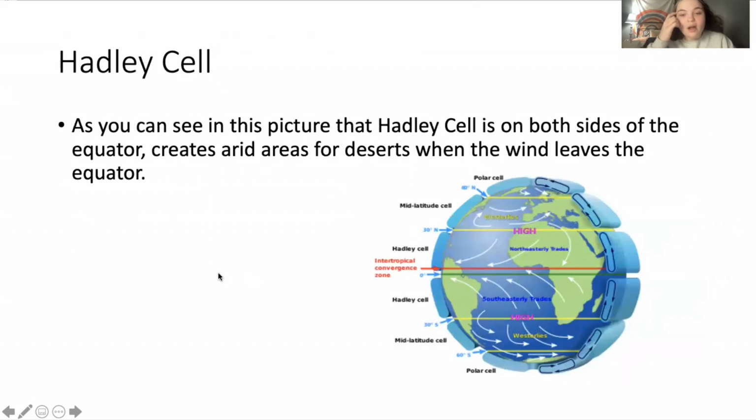And the last thing we're going to be talking about is the Hadley cell. The Hadley cell is when air is leaving from this area of the equator right here. You can see it leaving. And that is going to be creating arid areas for deserts to be in because it's going to be dry.